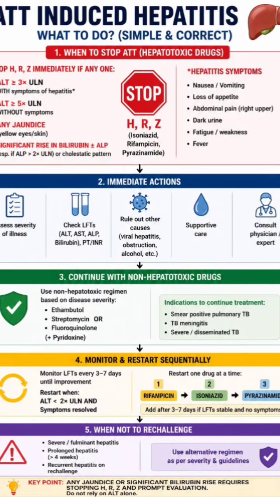But the order of restarting should be the least hepatotoxic to be started first, followed by isoniazid and pyrazinamide, which are more hepatotoxic compared to rifampicin. So the first to restart is rifampicin, followed by isoniazid, and then the last to be started is pyrazinamide.